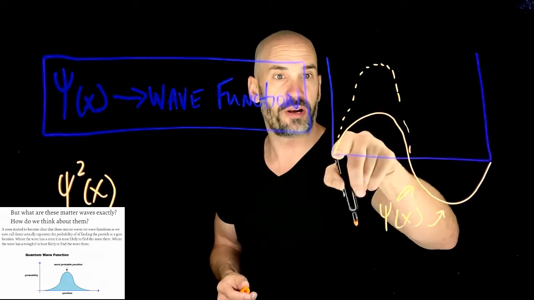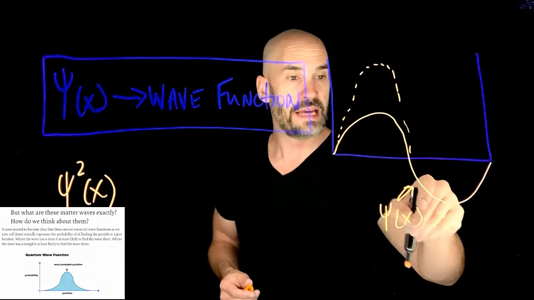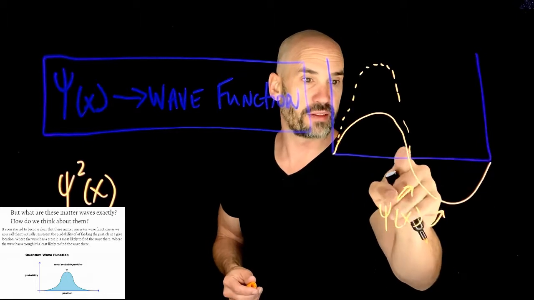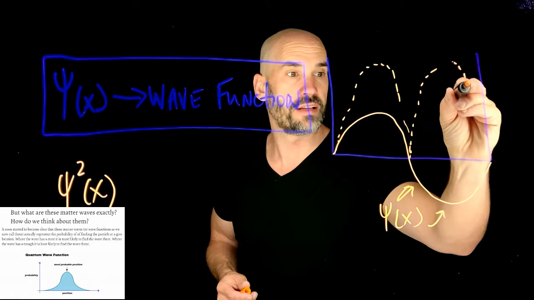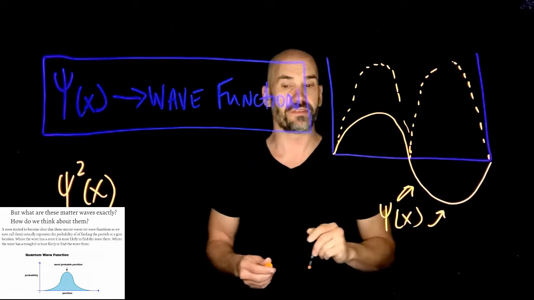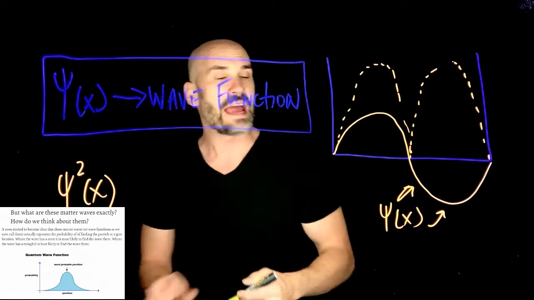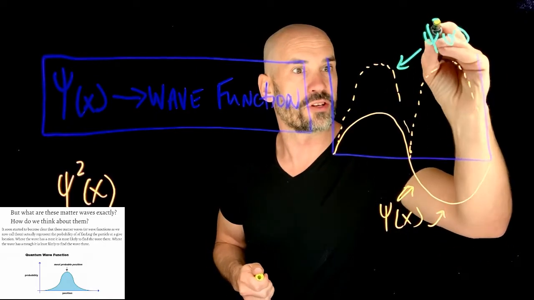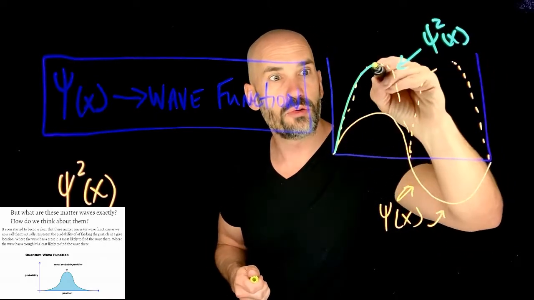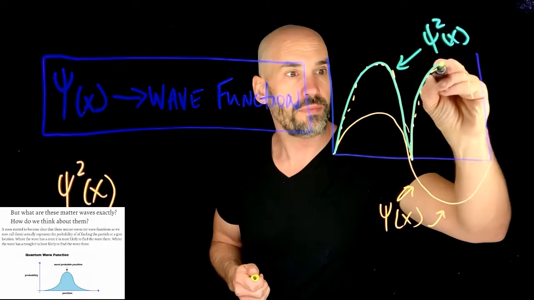This part here is going to be squared, so it's going to be a larger hump. And if I square this negative part of the sine function, I get another hump. Squaring anything negative becomes positive. So now my psi squared function is these two little humps that look like this.